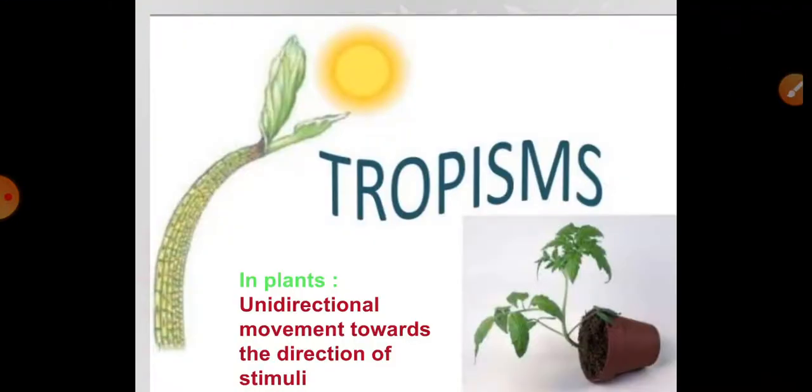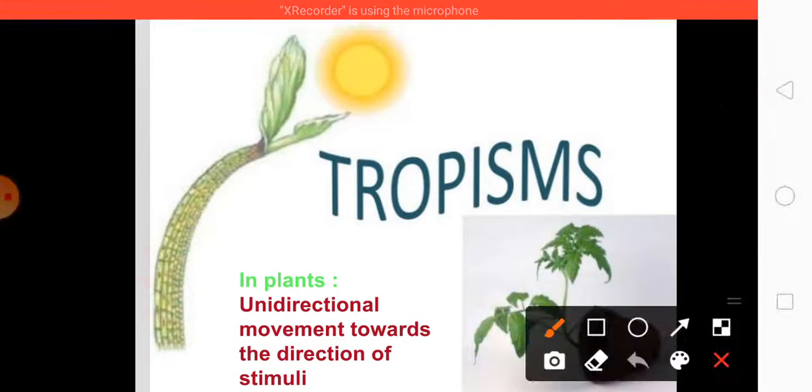The first one we are going to see about is the movement called tropism in plants. Tropism. The word tropism means movement. So here in plants, it shows a unidirectional movement, which means the plant shows only one direction, which is towards the direction of the stimulus.